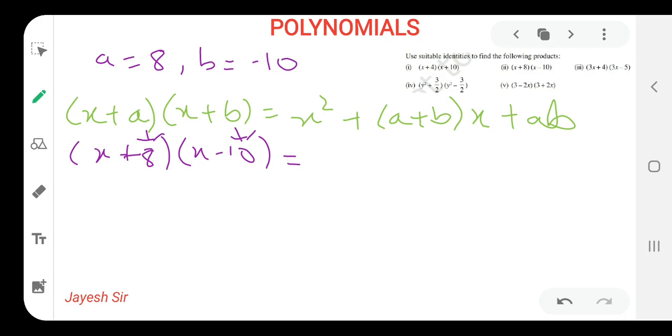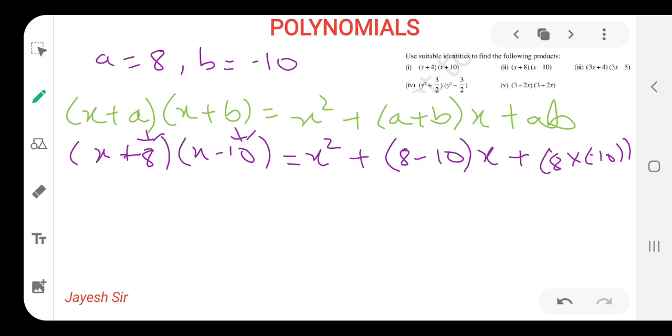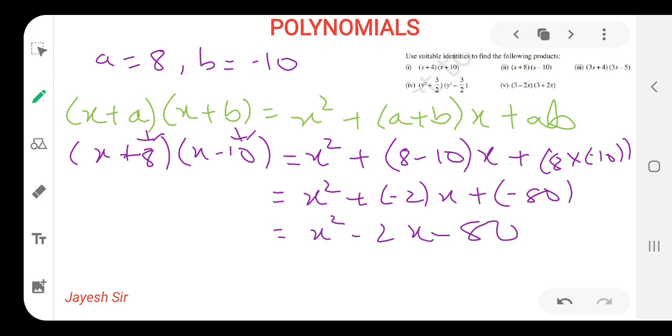Now we have to put the values in the given equation. X square plus a means 8, b means minus 10, and x as it is. Similarly here, a means 8 and b means minus 10. Now x square plus 8 minus 10, that would be minus 2, that means minus 2x, plus 8 into minus 10, that would be minus 80. So our answer would be x square minus 2x minus 80. I hope you all were able to solve it on your own and got this answer.